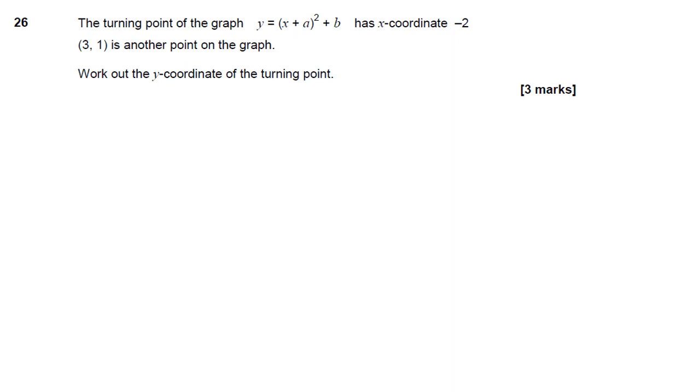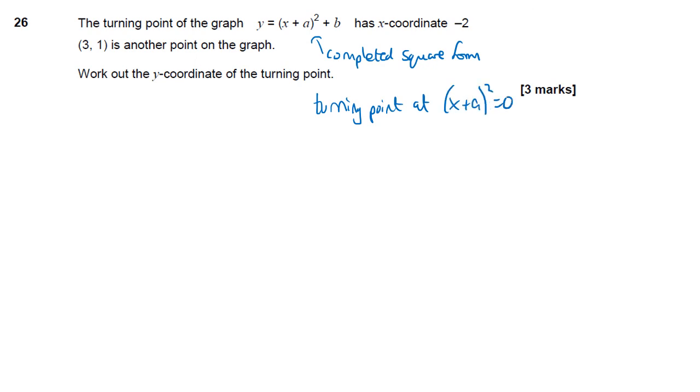Question 26 is turning point. So if we've got a quadratic written in this form, this is called the completed square form. And if it's in the completed square form, then the turning point of this curve must be where this squared part is equal to 0. So for the turning point, if x is equal to -2, then that implies that a is equal to 2, to make that equal to 0.